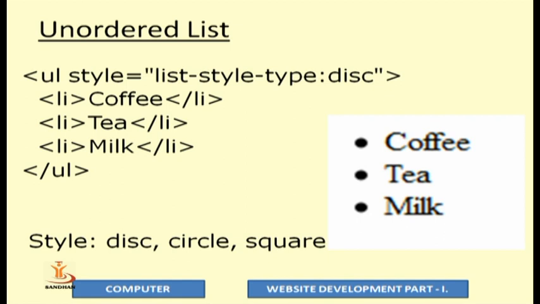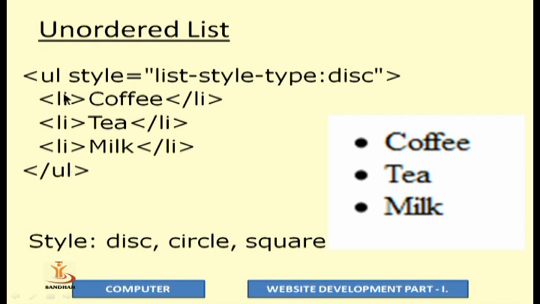In the unordered list we have 3 items which we want to show: coffee, tea and milk. So I want this unordered list to be shown with some bullet. So I am starting with UL, that is unordered list, and covering it with the closing unordered list tag at the end.